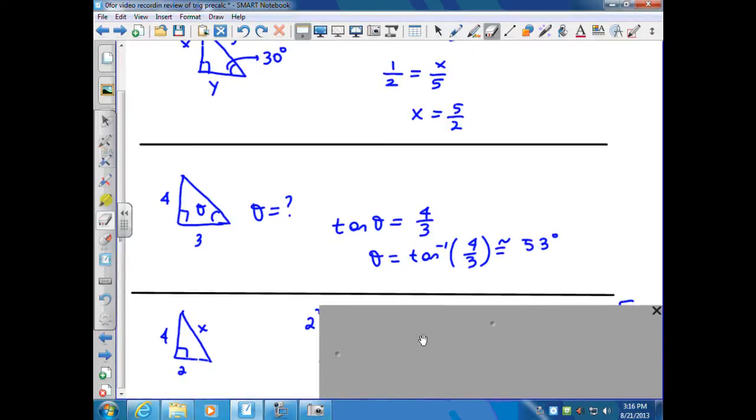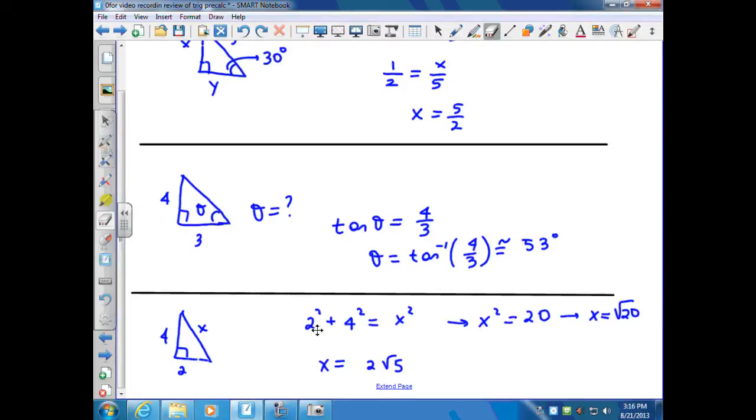And the last one, you have two sides of a right triangle, and you're trying to determine the third side. There you don't even need the trig functions, right? Because good old Pythagorean theorem will come to the rescue. So we can just say 2 squared plus 4 squared equals x squared. From there, x squared is 16 plus 4, or 20. Take the square root, and we get the square root of 20, or 2√5.